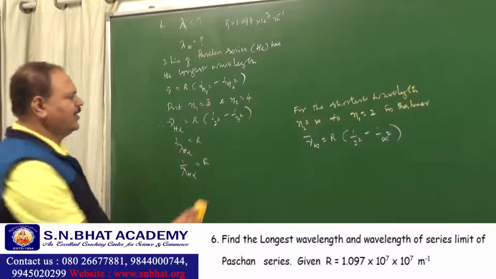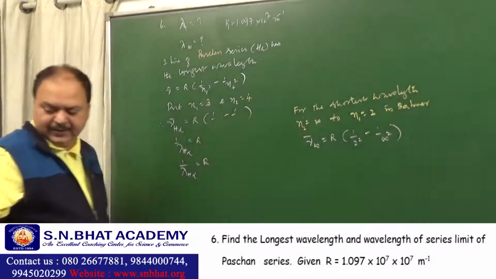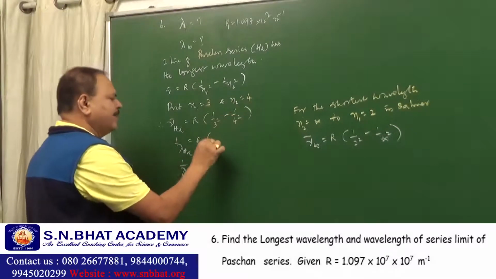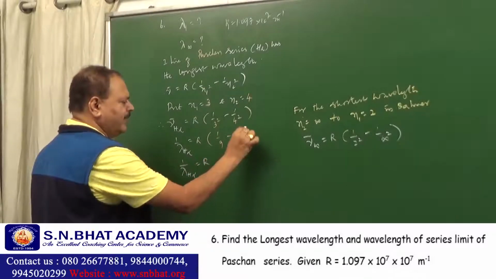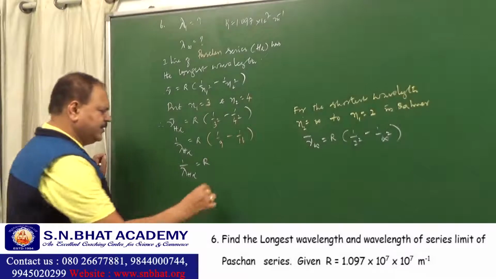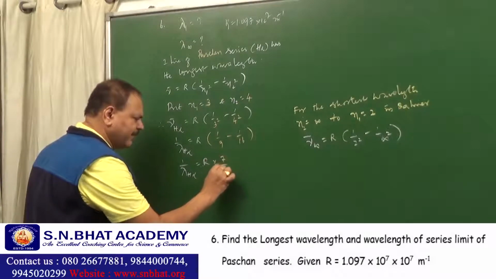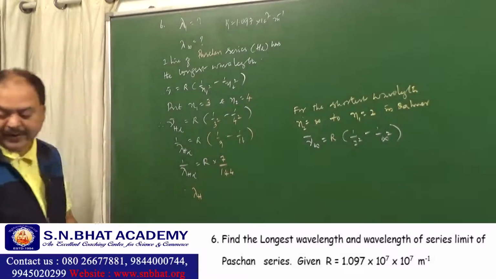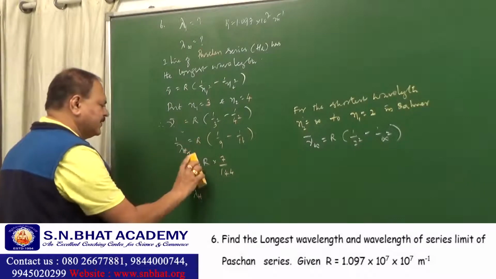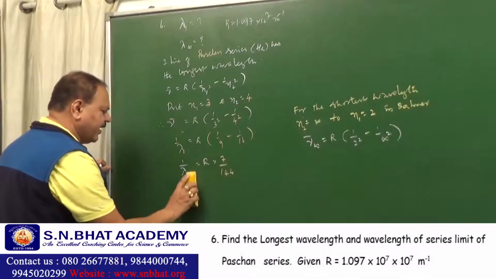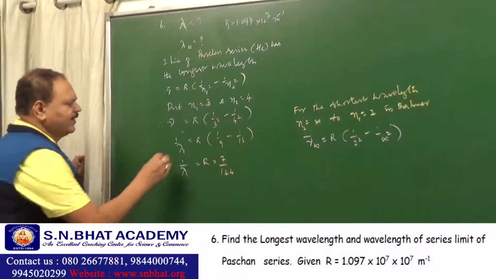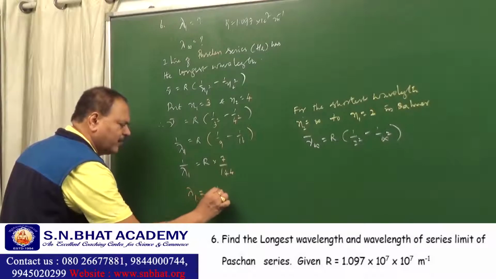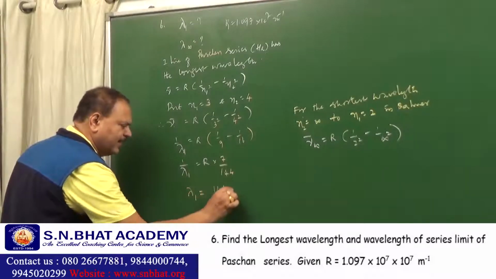Now we have to work it out. So what is this value now? Here the value will be 1 by 3 square minus 1 by 4 square. That comes out to be 1 by 9 minus 1 by 16, and you know that this value would be 16 minus 9 is equal to 7 by 144. And therefore, we shall call it lambda 1 because we are now talking not about the Balmer series, we are talking about the first line of the Paschen series. Therefore, lambda 1 is equal to 144 divided by 7R. This is the equation.